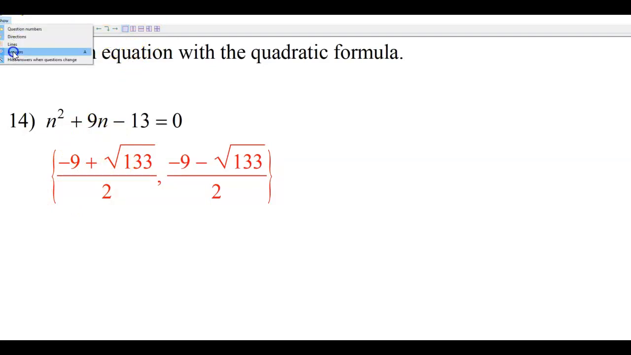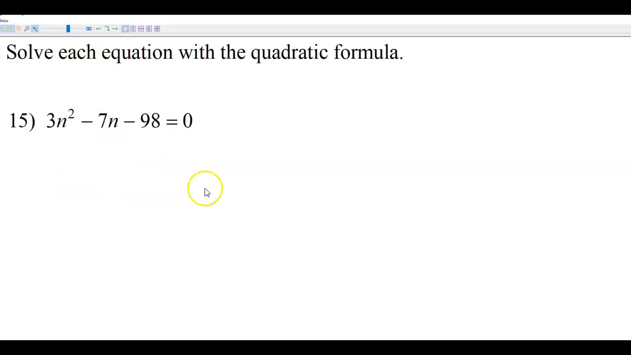All right, so that one is an example of a problem where the square root doesn't simplify, so it actually makes it a little bit easier. You just stop right there. Let's take a look at another one. Let's see what happens with this one that's a little bit unique.